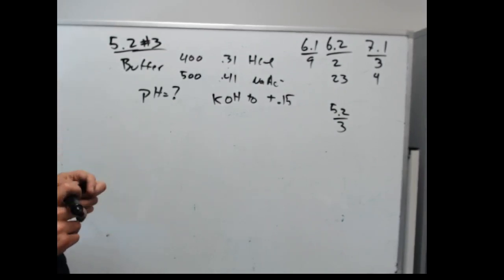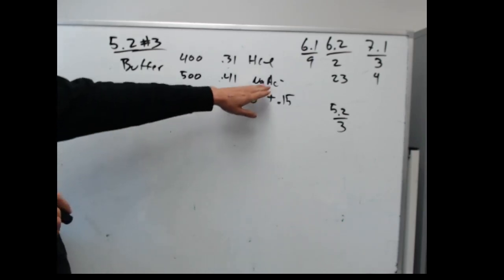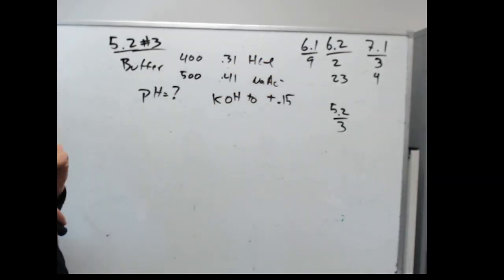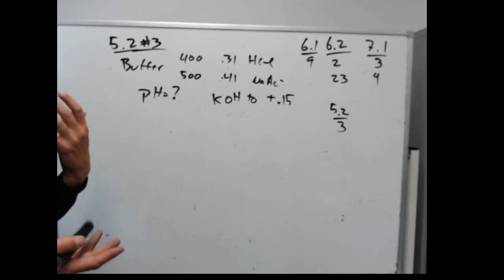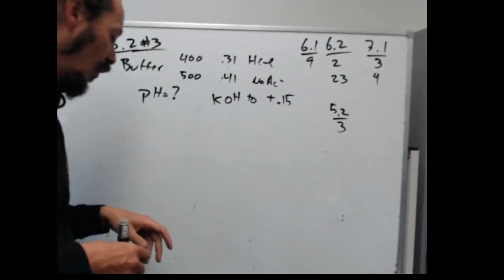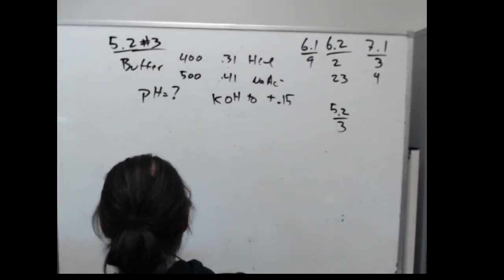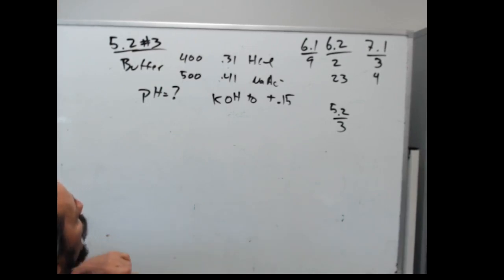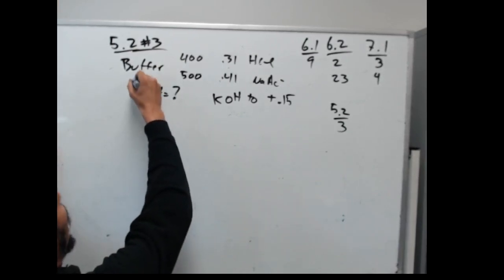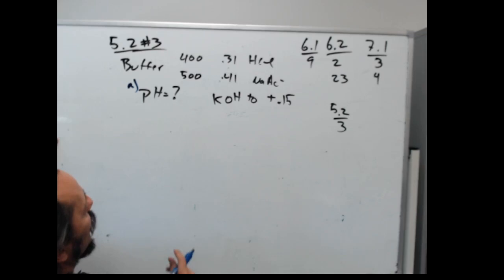Okay, so we are making a buffer and then we are modifying the buffer. This is a weak base strong acid buffer, so not that different from things we've done before, but just slightly different. So let's go ahead, let's figure out the buffer. Let's do part A, which is figuring out the pH of this thing.